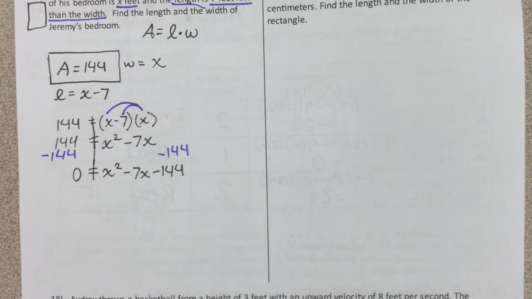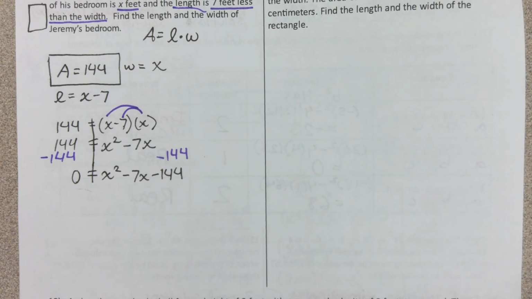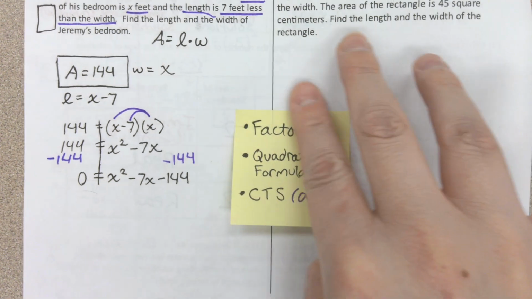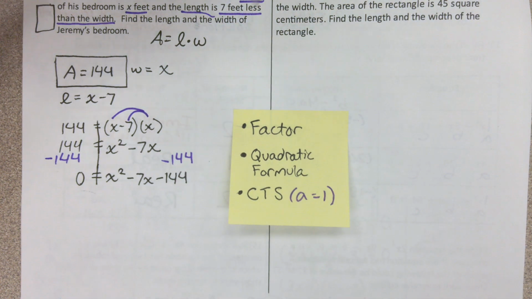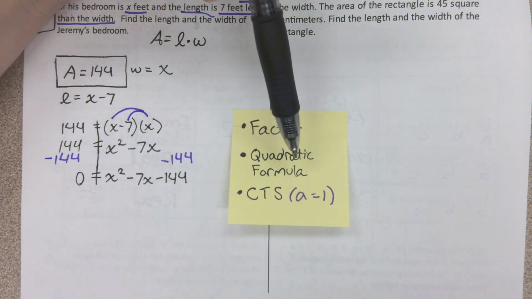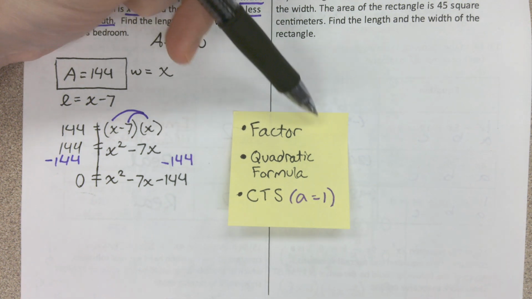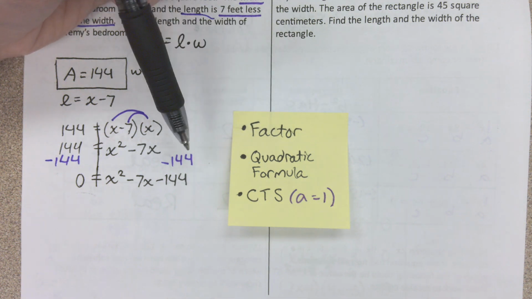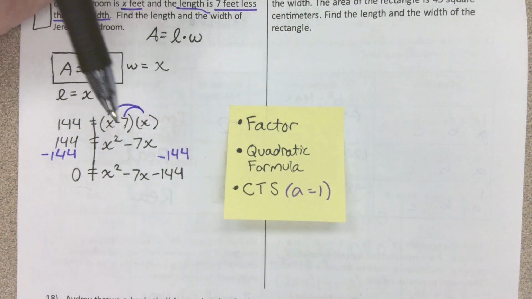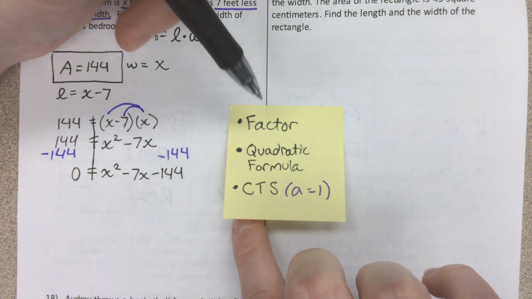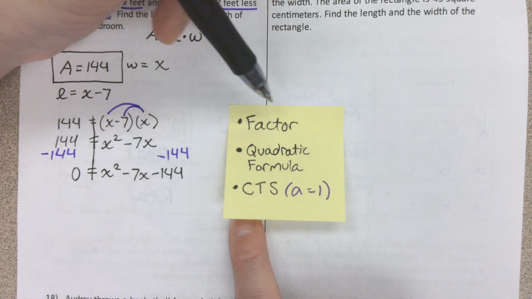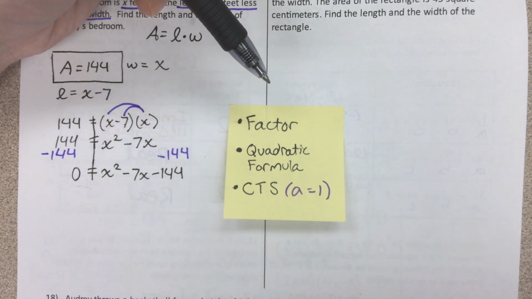Okay, let's solve. We have the same options as before. You can factor, you can use the quadratic formula, and you can even complete the square because A is 1 here. So the option, of course, is yours. I'm still going to factor because it's just less writing. It takes up less space. I always prefer factoring personally. And it's good practice because factoring is an easy skill to forget how to use.